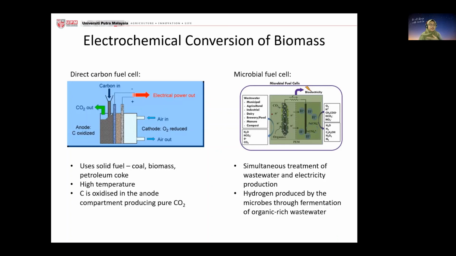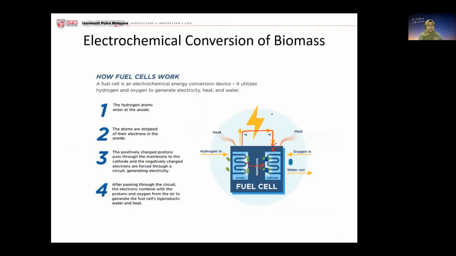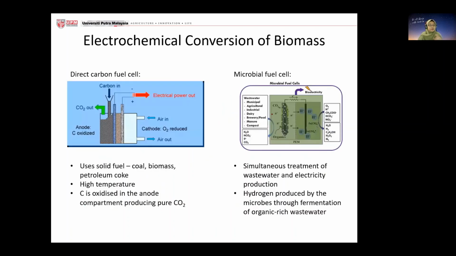So instead of having an external source of hydrogen, like in this case, we have something like this where the microbes will produce their own hydrogen, and that hydrogen, using the same concept as before, the electrons will generate an electricity circuit, and you will be able to get your voltage. You will get your electricity from this system.